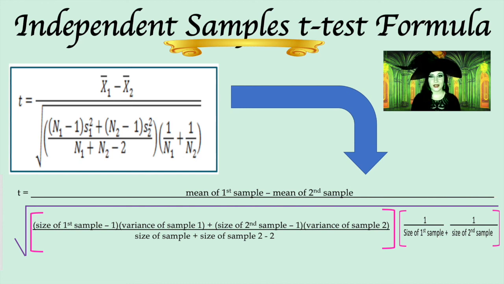So in other words, whatever calculations you're doing for the first sample, you have to do the same calculations for the second one. So none of these symbols should look new to you. They're just in a bit of a different order and kind of a concoction of symbols, kind of like a witch's spell, actually, now that I think about it.